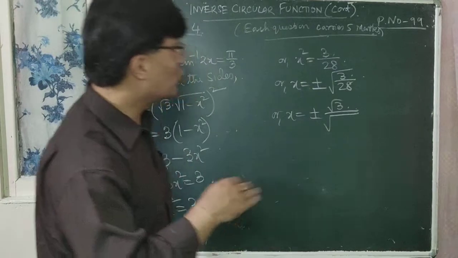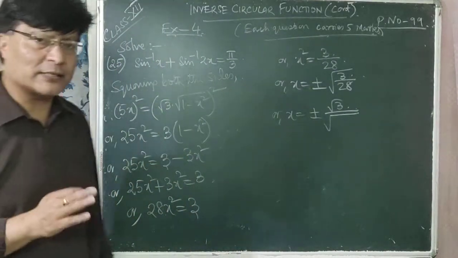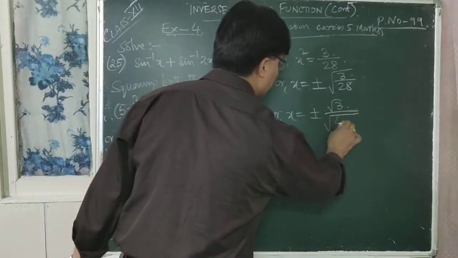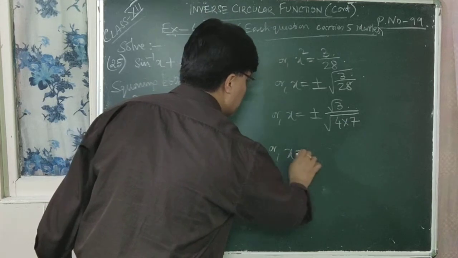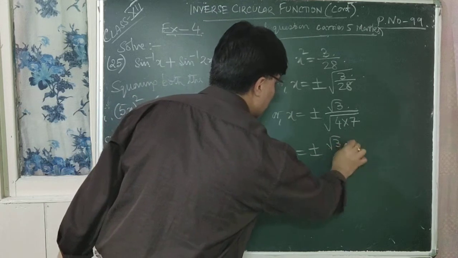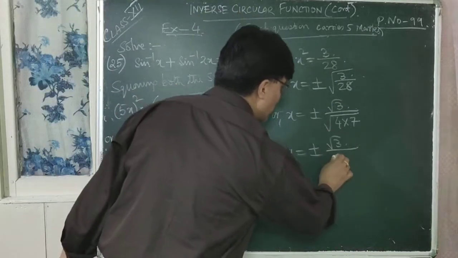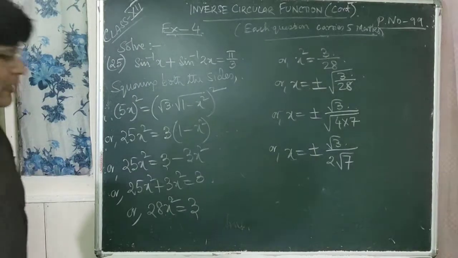But this root over 28 can be simplified further. You cannot get the exact square root of 28, but you can write 4 into 7, isn't it? So x is equal to plus minus root 3 divided by, what is the square root of 4 into 7? The square root of 4 is 2, and this is root over 7. So this is the answer.